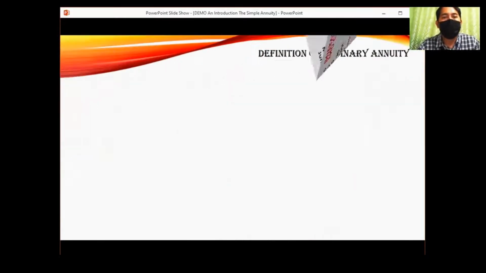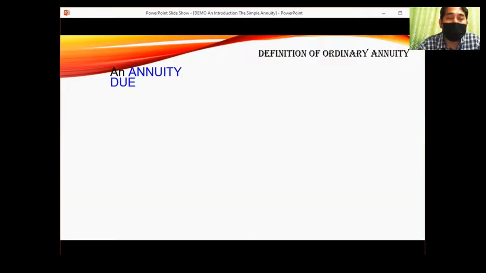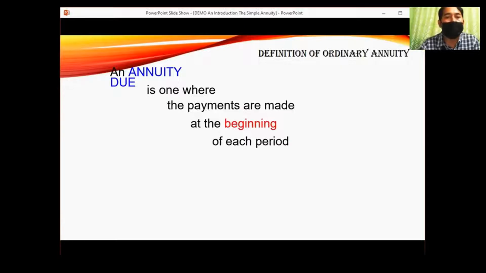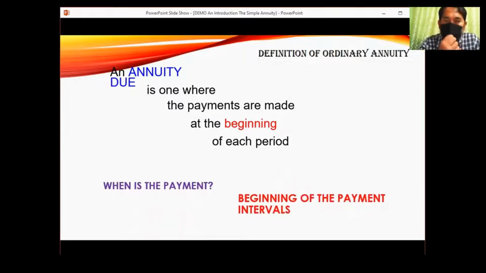Okay, next. Next example. Next concept. Annuity due. Ang annuity due naman, okay, annuity due naman is the opposite of ordinary annuity. Okay, ano ang opposite niyan? Yung annuity due naman is where payments are made at the beginning of the payment interval. Okay? At the beginning of the payment interval. Okay? So, that is the annuity due. So, ordinary and annuity due.